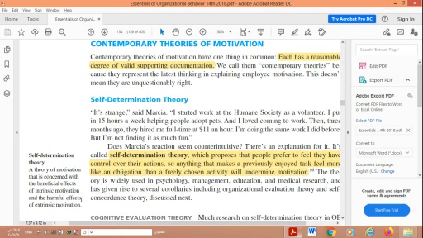So again, the self-determination theory is a theory of motivation that is concerned with the beneficial effect of intrinsic motivation and the harmful effect of extrinsic motivation.